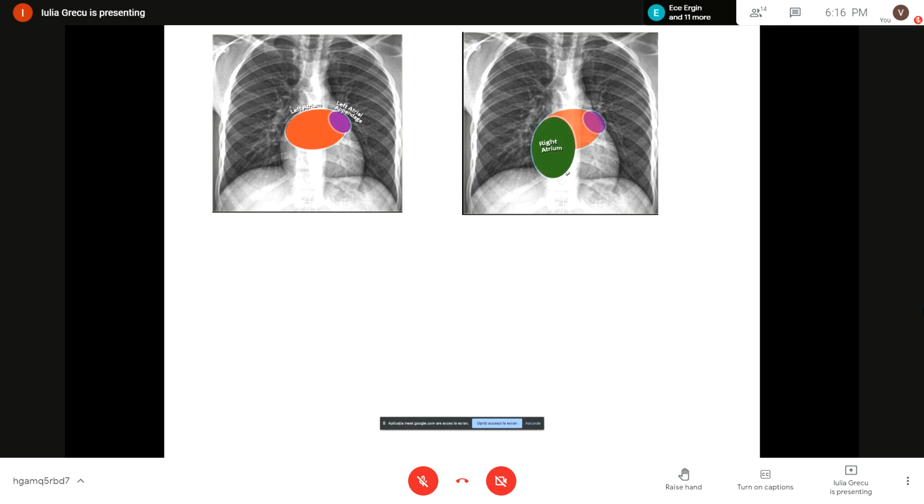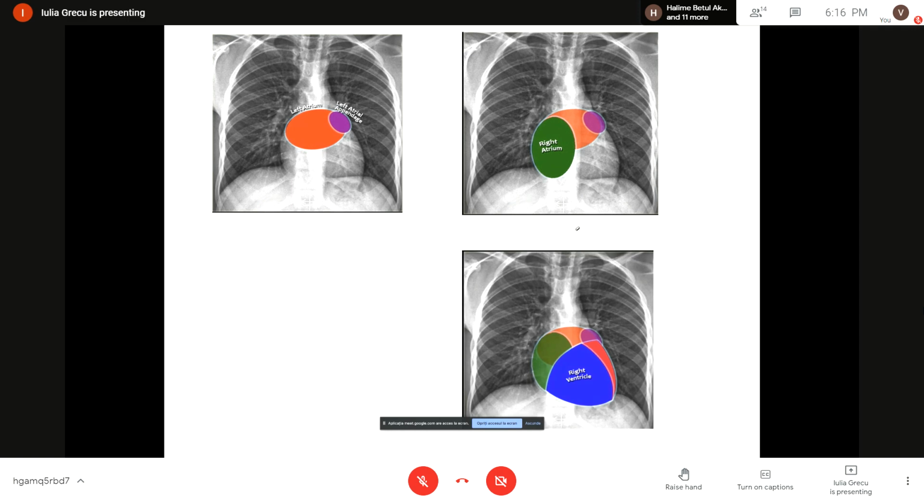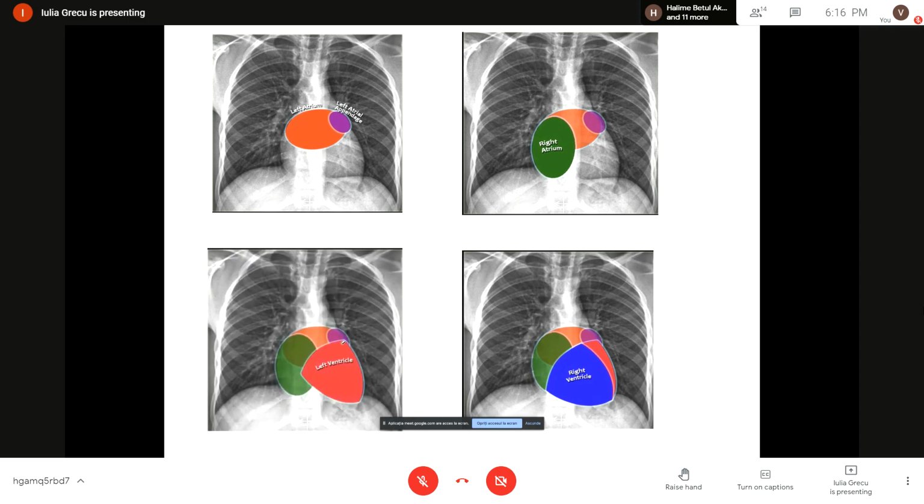The right atrium determines the middle arch of the right contour of the mediastinum. The inferior arch on the left side is determined by the left ventricle, and the right ventricle also does not normally appear on the frontal chest X-ray unless it's very, very much enlarged and it overpasses the left ventricle and reaches the inferior arch of the left side of the mediastinum.